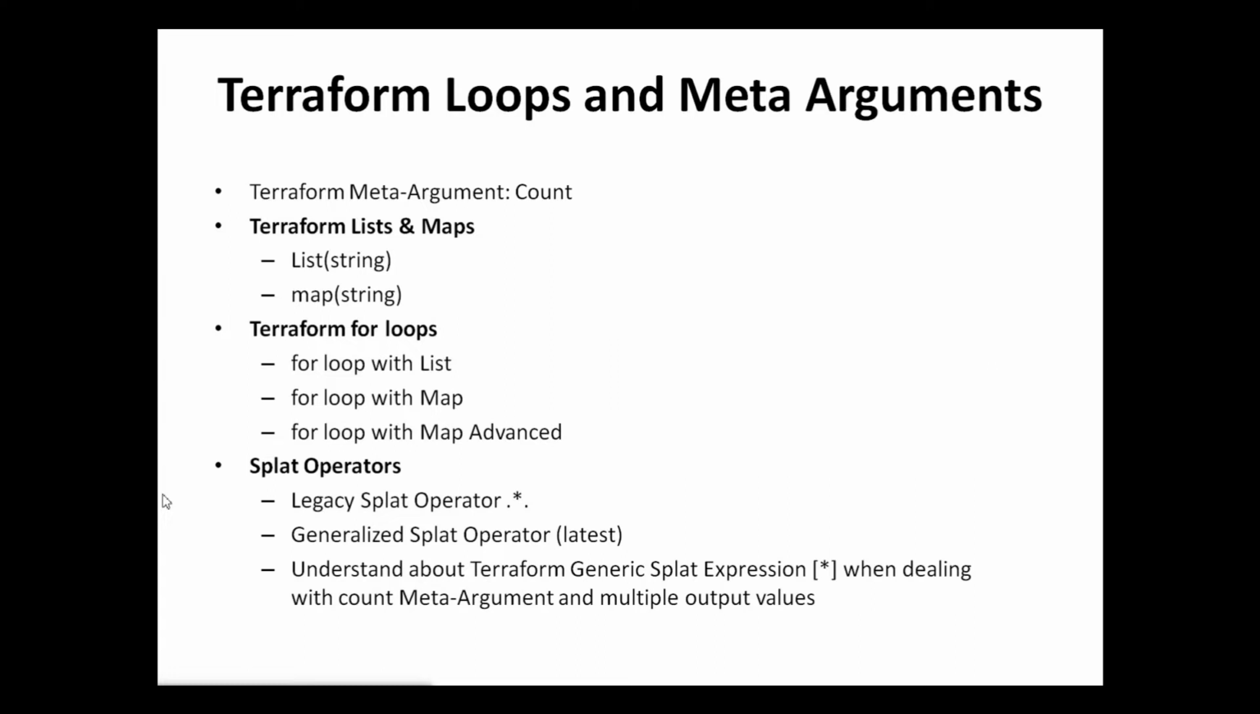Then we will be seeing the splat operators. The legacy splat operator, which is the star operator, and the generalized splat operator, which is the latest one and is used right now. The legacy will be decommissioned soon. We will also understand the generic splat expression when dealing with the count meta argument and multiple output values. So let us go to our Visual Studio Code and learn more about it.